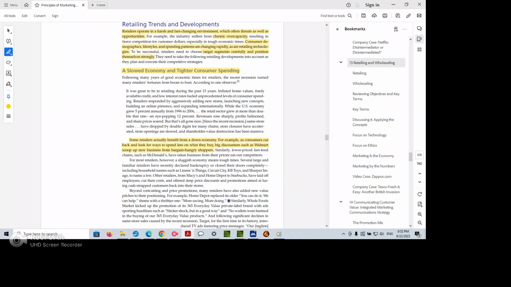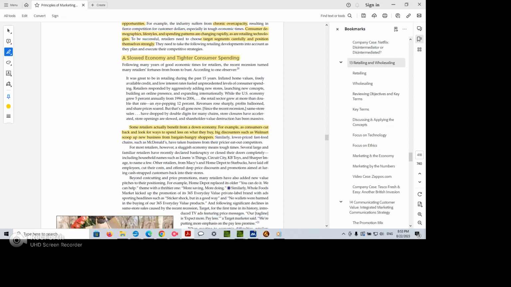The idea was, before, he had a demographic of people, and he had enough people buying compared to what he needed to operate as a business. Now he has more market share because he's taking market share from the other niches into his niche. Do you understand? That's what it is. Similarly, lower priced fast food chains such as McDonald's have also been taking business from their pricier eat-out competitors. So the people who already are offering cheaper prices are just getting more business. It's as simple as that.